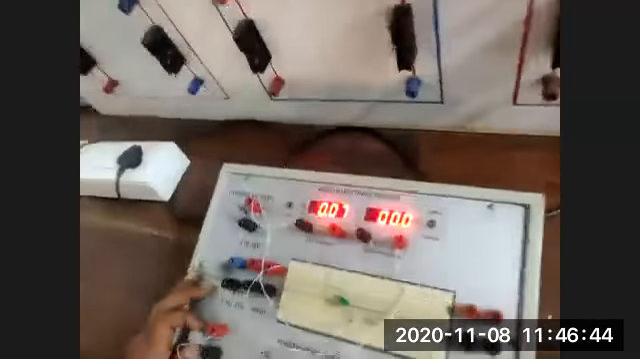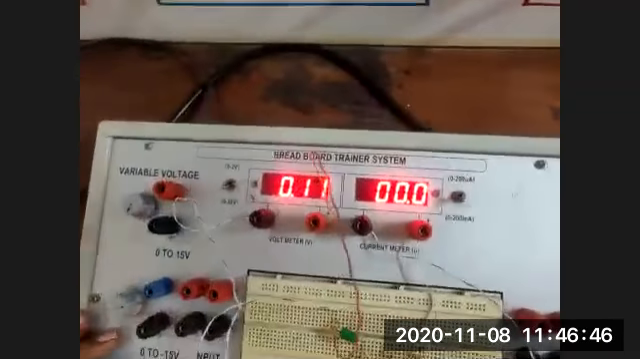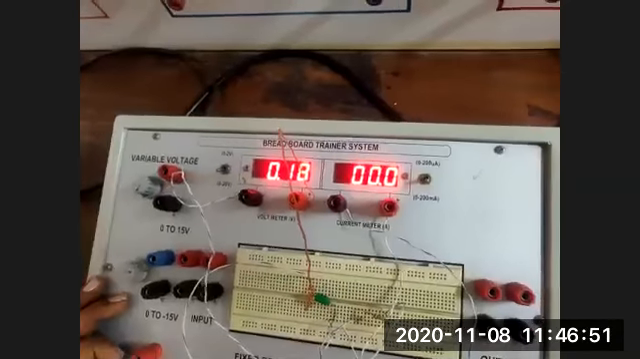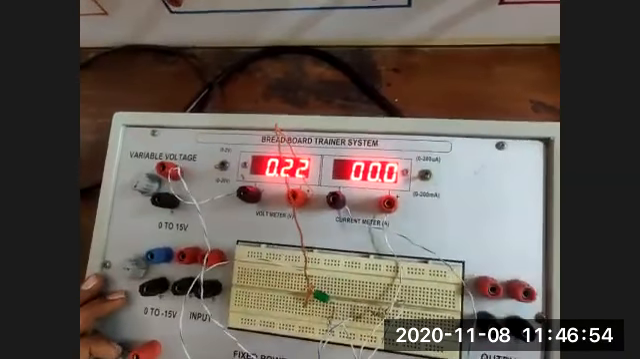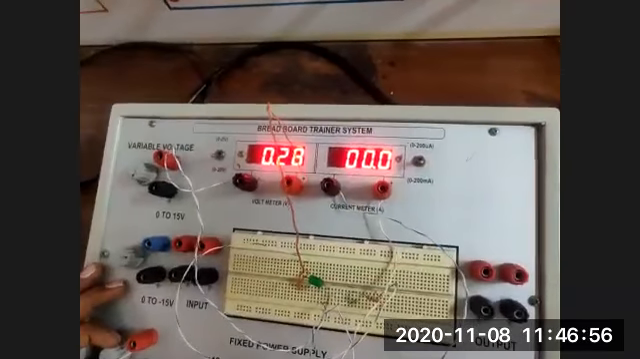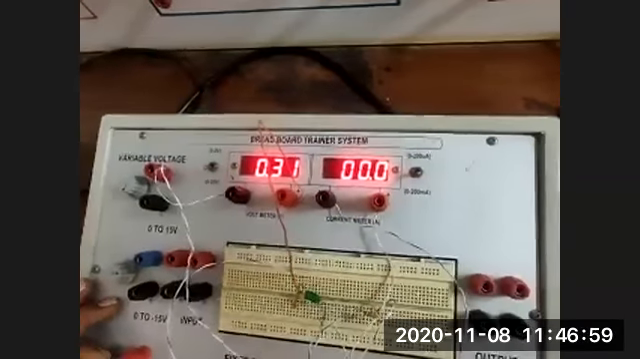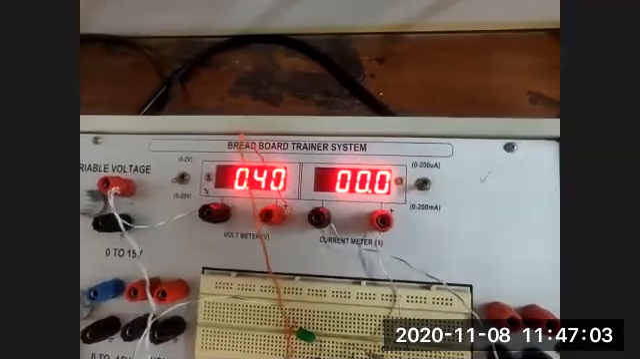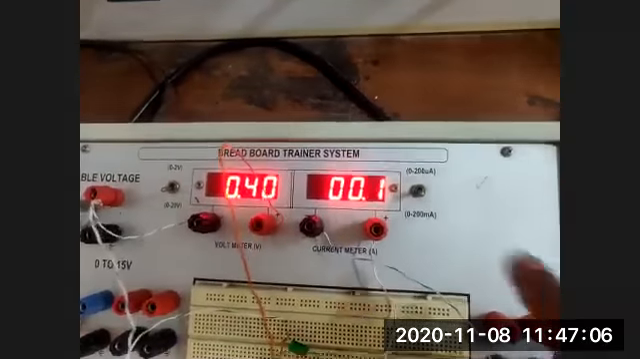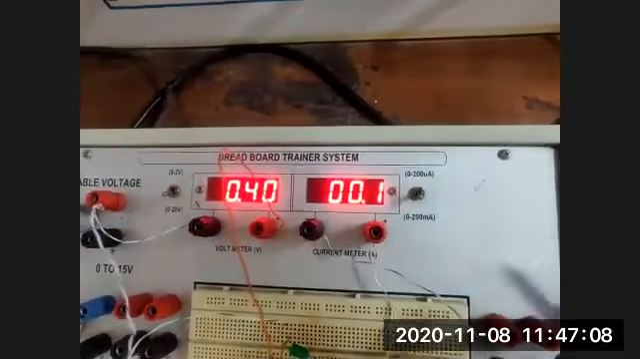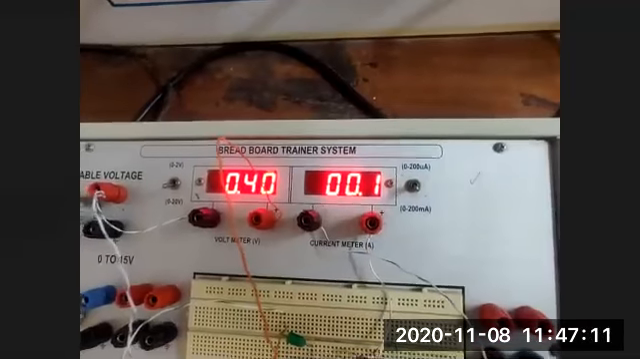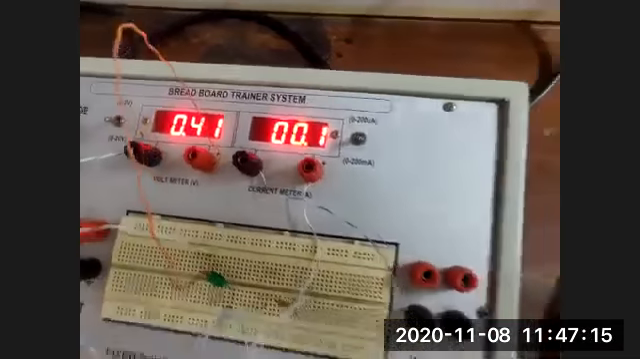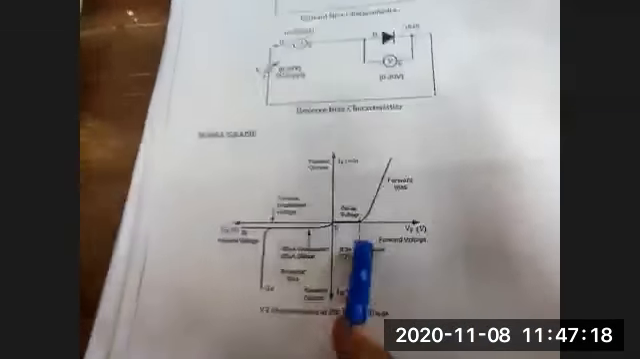Initially, at 0.1 volts, there is no current. You can note down all readings. Next, at 0.2, there is no current. Then the third reading, 0.3, the current is 0. At 0.4, the current starts at 0.1. That means 0.4 is the cut-in voltage. At 0.1, 0.2, 0.3 there is no current, so you can observe the characteristics here.